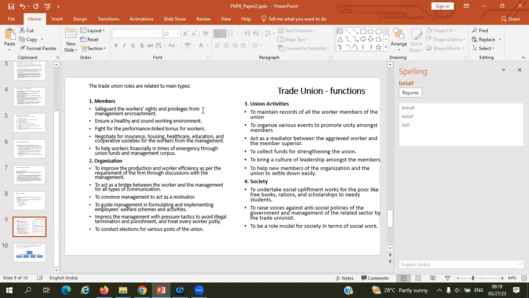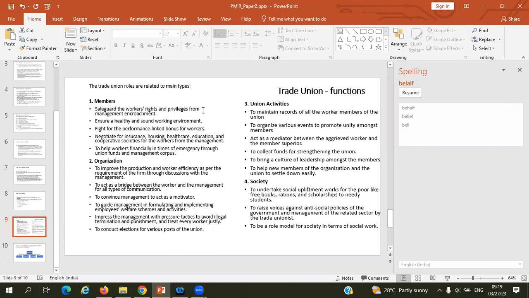Then functions for the organization, what the union does for the same organization. And there are some activities for the union itself, that is the third point, union activity. And society. If the union is doing anything for the society, for the area, the colony, primarily for the society. So these are the 4 different categories of trade union roles, functions, responsibilities.